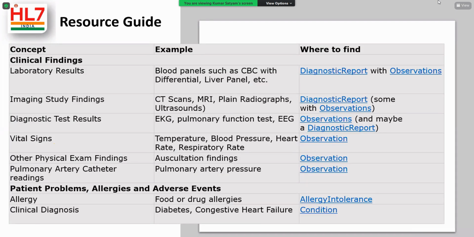So for example, lab results. If the concept is clinical findings, and in clinical findings you're talking about lab results, you should be looking at diagnostic report and observations. Similarly, for imaging study findings, maybe diagnostic reports with some observations. So you can go and see the details of it. Most of these clinical findings tie to one resource that is called observation. For a few of these, lab results and imaging, a diagnostic report is arranged with them.